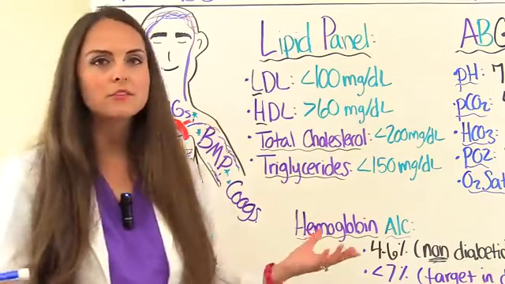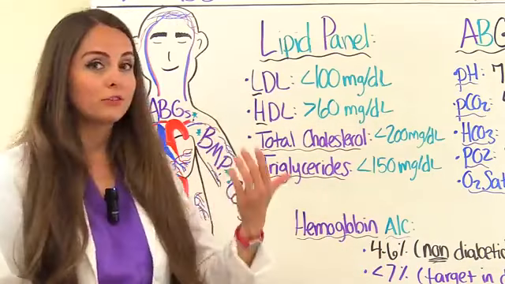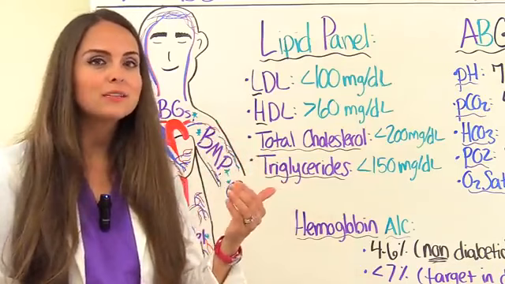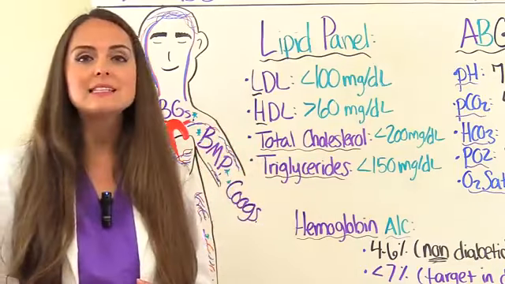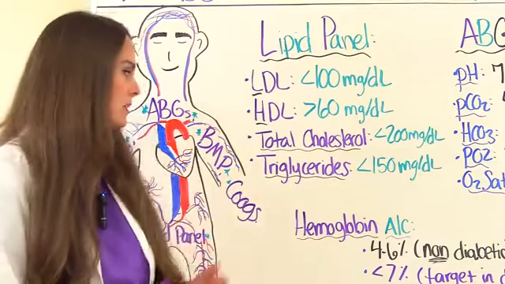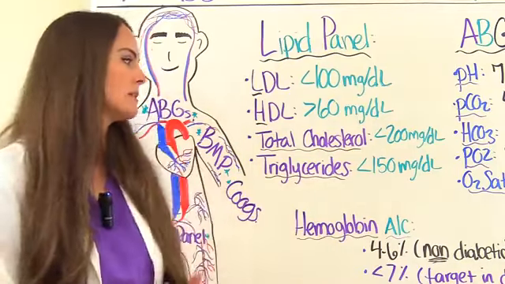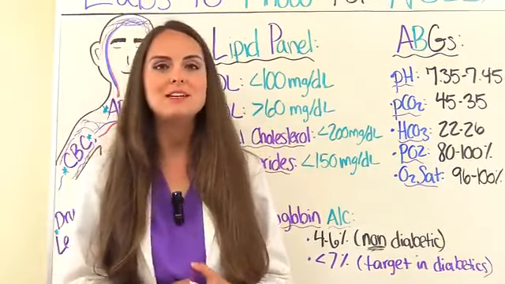So some people get these confused, but how I remember it is that L for LDL stands for low, so we want that number low, and the HDL, it stands for high, so we want this number high. Now total cholesterol, we want that less than 200 milligrams per deciliter, and then triglycerides less than 150 milligrams per deciliter. Now let's move on to arterial blood gases, ABGs.